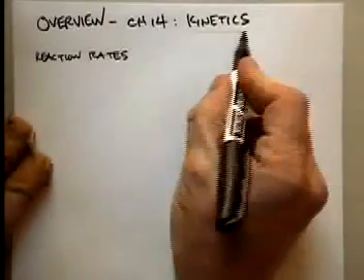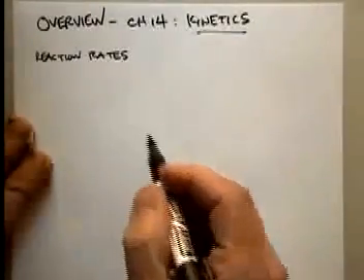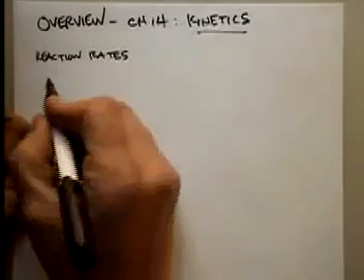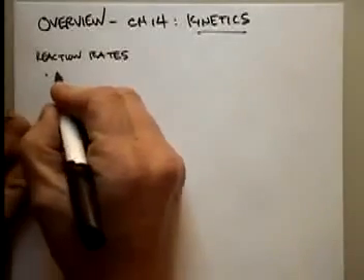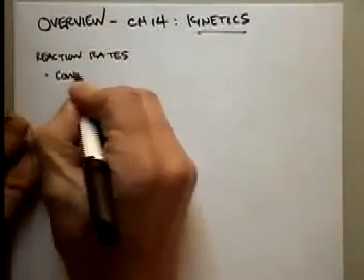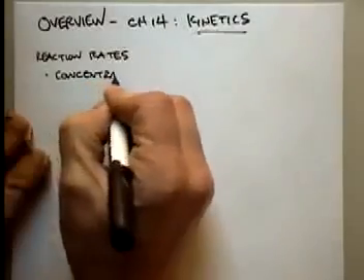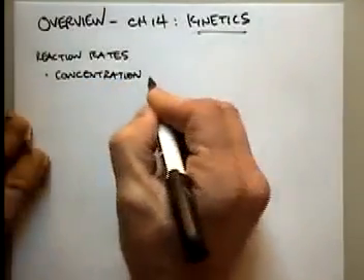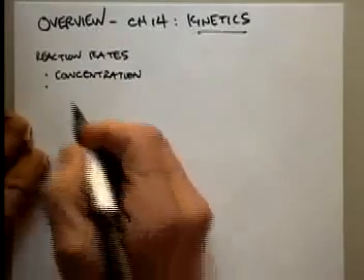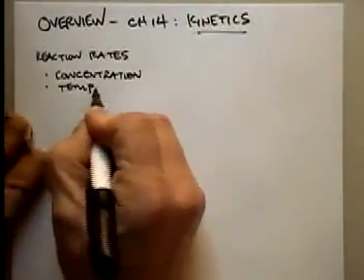Chapter 14 is called Kinetics. Kinetics has to deal with the rate and the process of a chemical reaction. The reaction rates are factored by four different things. First of all, concentration of the reactants. Second of all, temperature of the reactants.